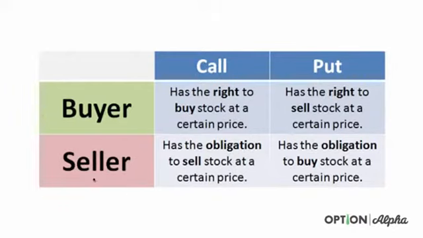Now, on the other side of the table here, we have the option sellers. Now, the option sellers now have the obligation, because they gave up their right to the option buyer. Now they have the obligation to sell stock at a certain price in the future. But here's the key: only if it's expiration or they are assigned. Okay, so this is the key.